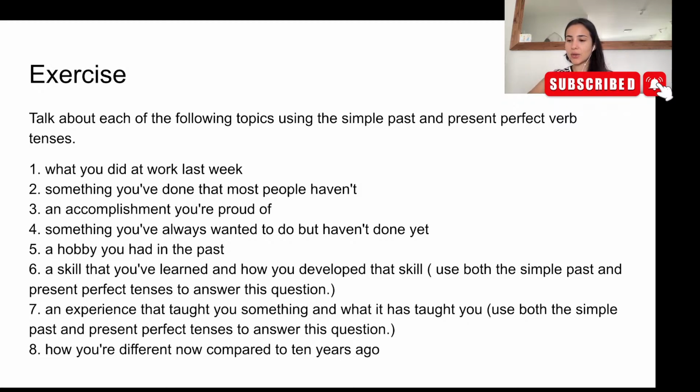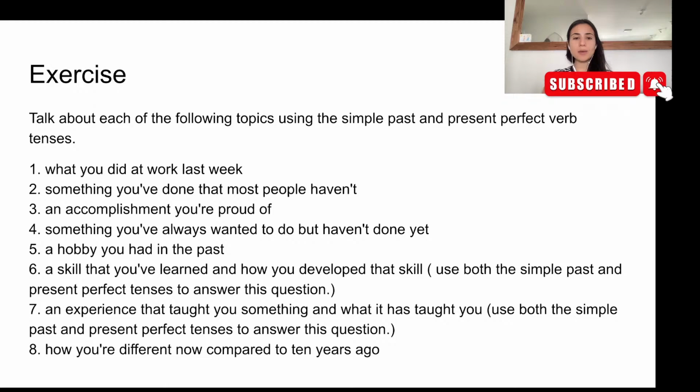All right, who is going to give us that first example? Let's see. You could choose number 1, you could choose number 2. You can see here we've got 6 and 7. These two, you can use both the simple past and the present perfect to answer these questions.